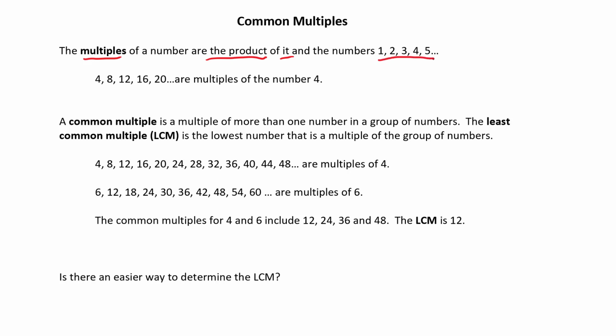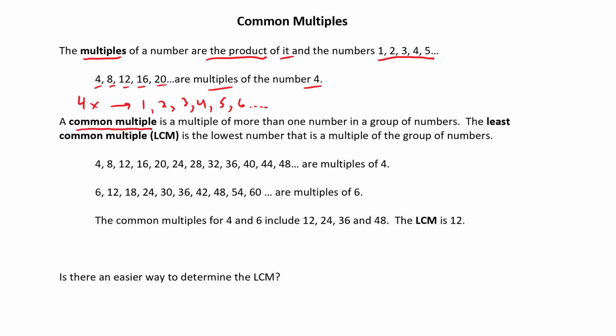So here we have multiples of 4 would be 4, 8, 12, 16, 20, and so on. We're talking about 4 times 1, 4 times 2, 4 times 3, 4 times 4, 4 times 5, and so on. 4, 8, 12, 16, 20, these are all multiples of the number 4. That's not so important. What's important is a common multiple.